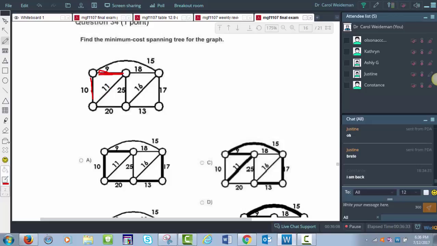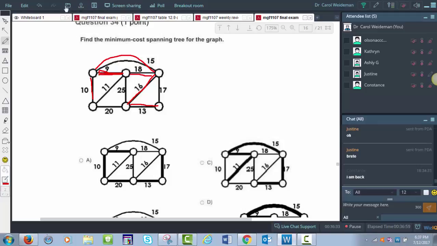Okay, what would come next? What's the next shortest one here? 13. And then what's next? 16. Now again, I don't want to pick 17 because I would create a circuit here and that's not getting me anything. I could do 18. Oh, you know what? I missed one actually. I missed the 15. I do want to do this one. Should have done that one earlier. The 15 is a good one.